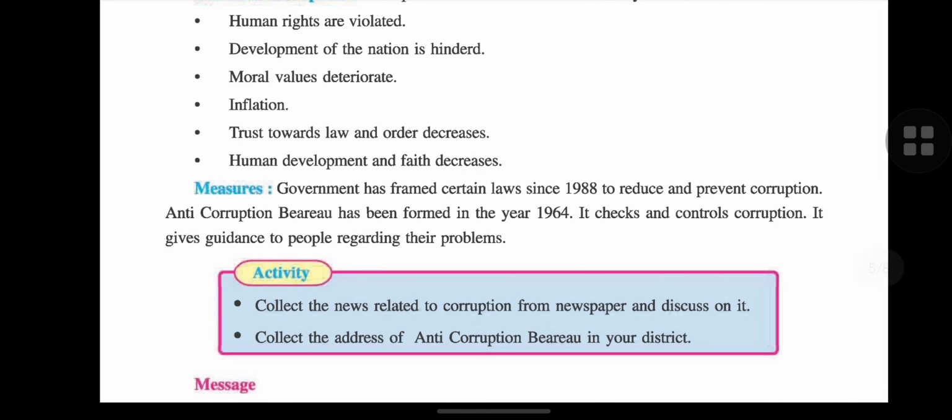What are the measures for that? Government has framed certain laws since 1988 to reduce and prevent corruption. Government has started this work from 1988. The Anti-Corruption Bureau was formed in the year 1964, to catch those who commit corruption. It checks and controls corruption. It gives guidance to the people regarding their problems.